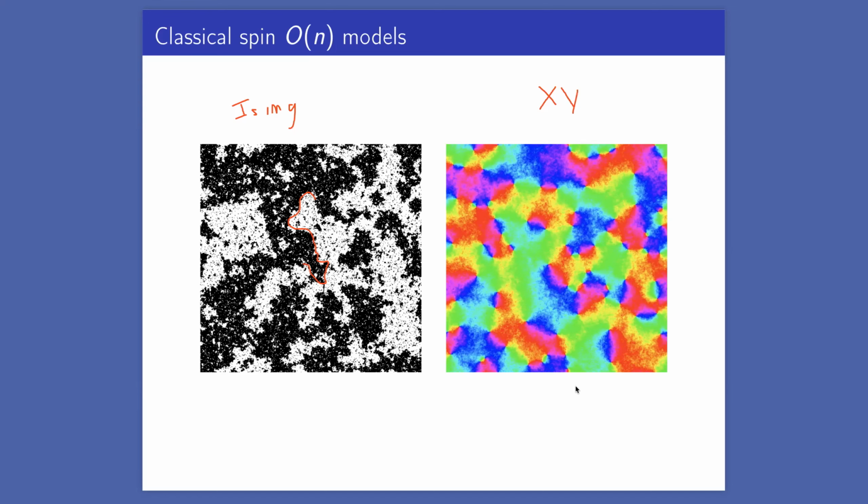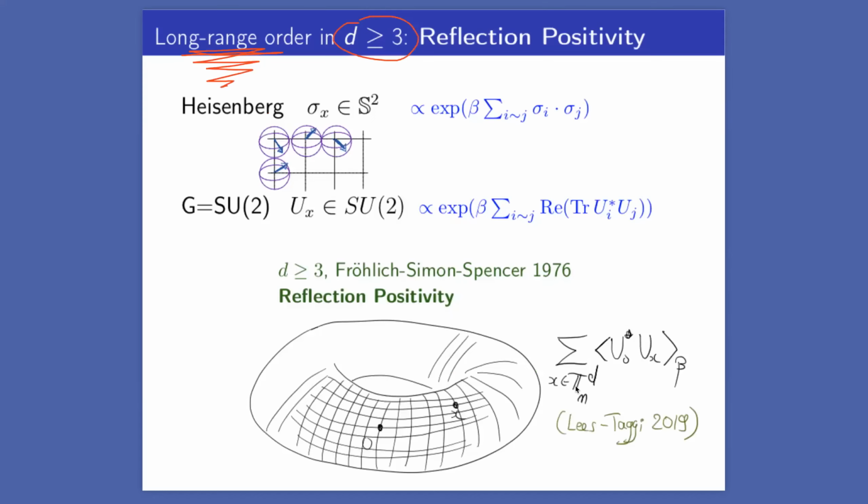You cannot take an XY model or a classical Heisenberg model in S^2 and try to look for an interface somewhere that would have a certain phase outside and another phase inside. Things can move continuously with a little bit of fluctuations. And so all those Peierls arguments are completely inefficient to detect long range order. So you may wonder how one detects anything like that.